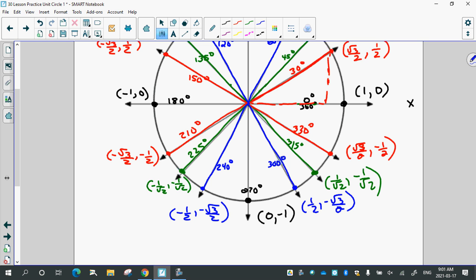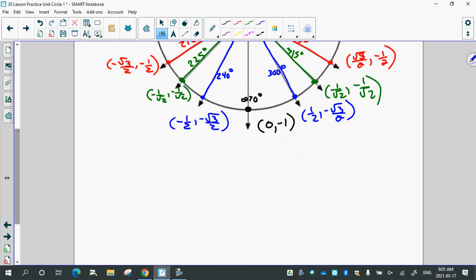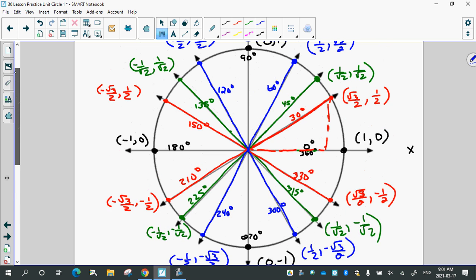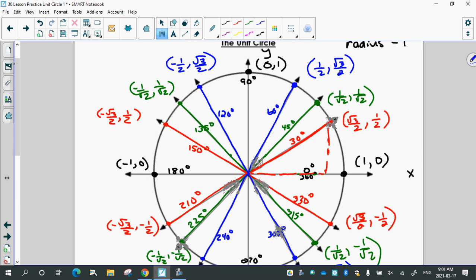So then you should be able to look around your circle and make sure every one of these points has an ordered pair with it. So every spoke should have an angle. Every point on the edge should have an ordered pair. So you're not missing anything on your circle. So just check kind of spoke by spoke. Make sure you've got them, and if you don't, copy it.